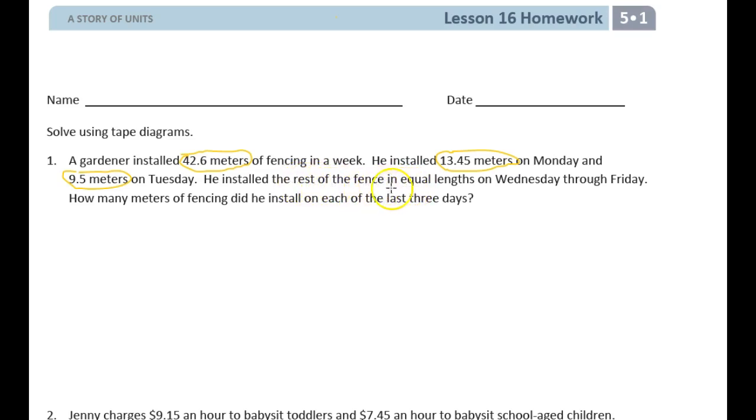So what this is kind of telling us here is that this is going to be equal lengths, and how many of them will there be? There's going to be 3 equal lengths, because this is Wednesday, Thursday, and Friday, and so all 3 of those are equal lengths. So that's pretty important. So what are the action words? What's happening here? It's installing.